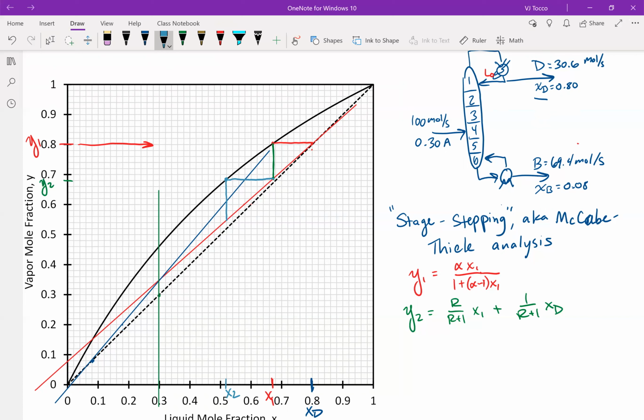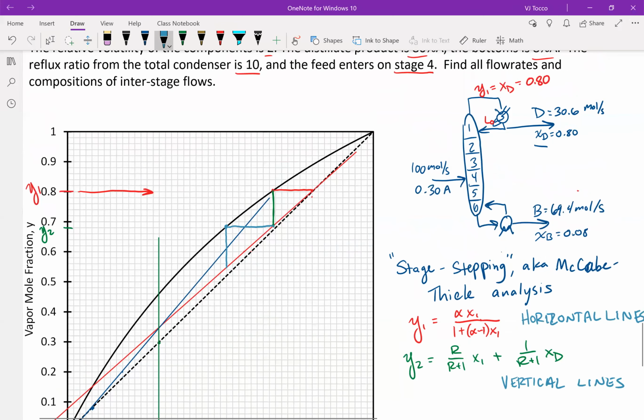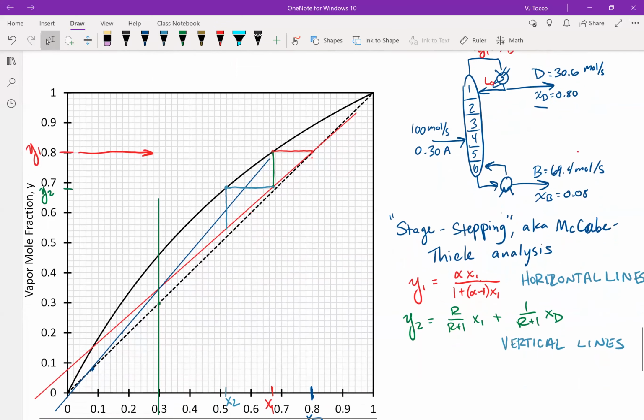So horizontal lines are going to be my equilibrium relationships. And my material balances, or my operating lines, are going to be my vertical lines. So this is how I can quickly solve for the compositions of the interstage flows. I know what my y1, my y2, my x1, and my x2 are. Now the question that you might have is what happens when you get to the feed stage?